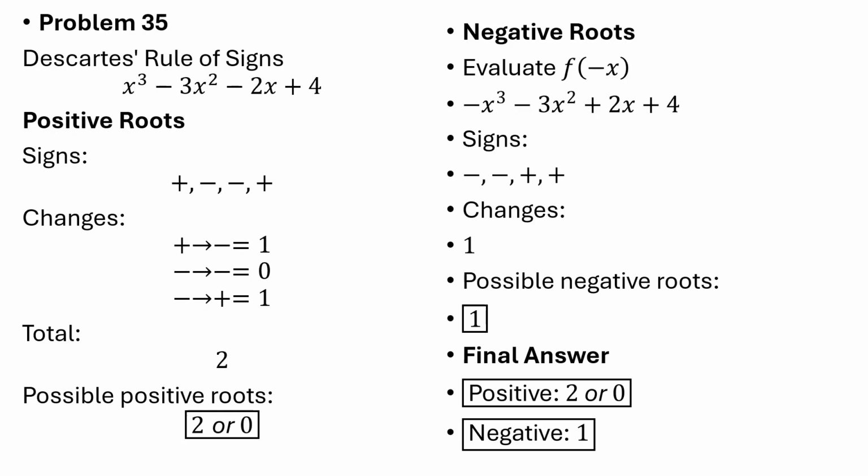There are 2 sign changes in the original polynomial, indicating 2 or 0 positive real roots. Evaluating f of negative x shows 1 sign change, indicating exactly one negative real root.